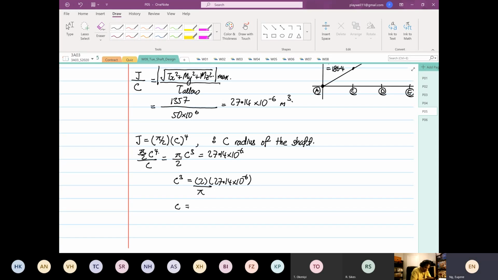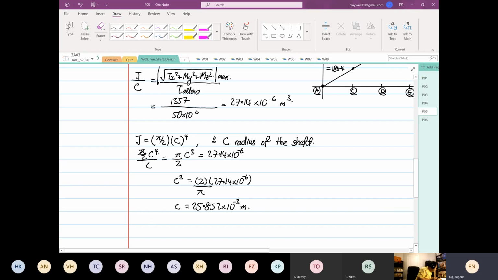Wait, I got something wrong. 27.14 times 10 to the power minus 6 times 2 divided by pi equals, okay, and then the cube root of my answer is equal to 25.852 times 10 to the power minus 3 meter.